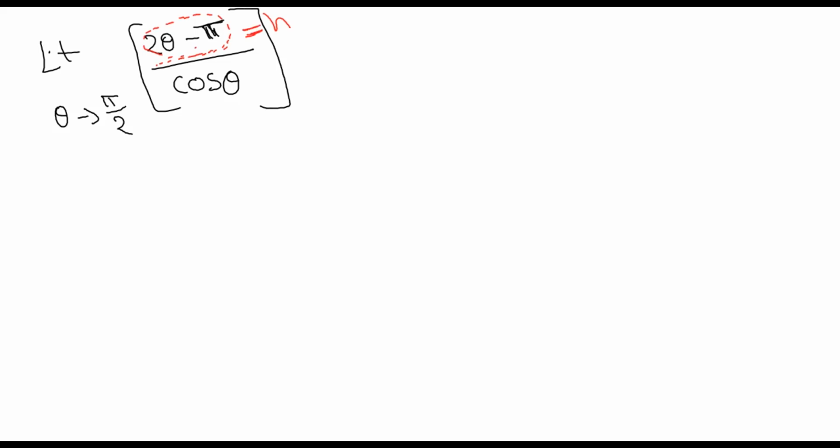Whenever it is of this form, just substitute whichever part, numerator or denominator, has this theta and value as h. That's it. We are taking this as h from the beginning, meaning h equals 2 theta minus pi.